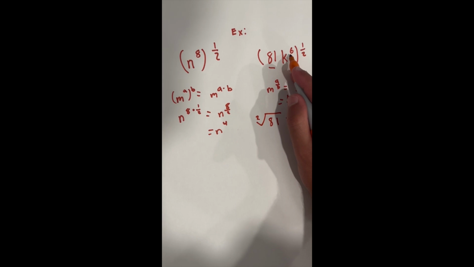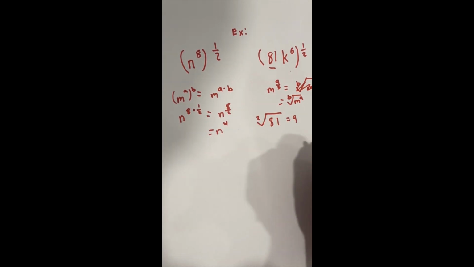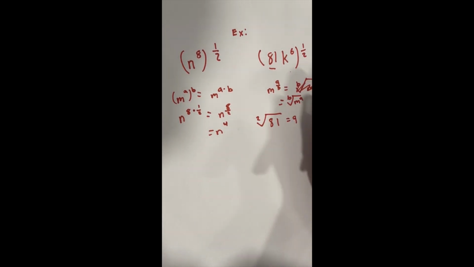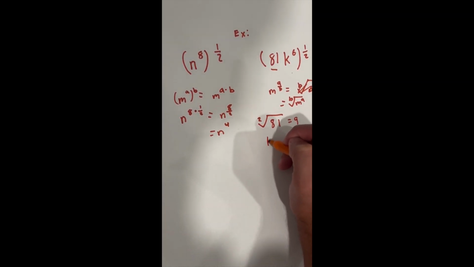Now we go to this next part of the expression, that part being k to the 6. And when we have an exponent to an exponent, as we did before, it's going to be 6 times 1/2. So k to the power of 6 times 1/2. And 6 times 1/2 is going to be 6 over 2, which is 3.